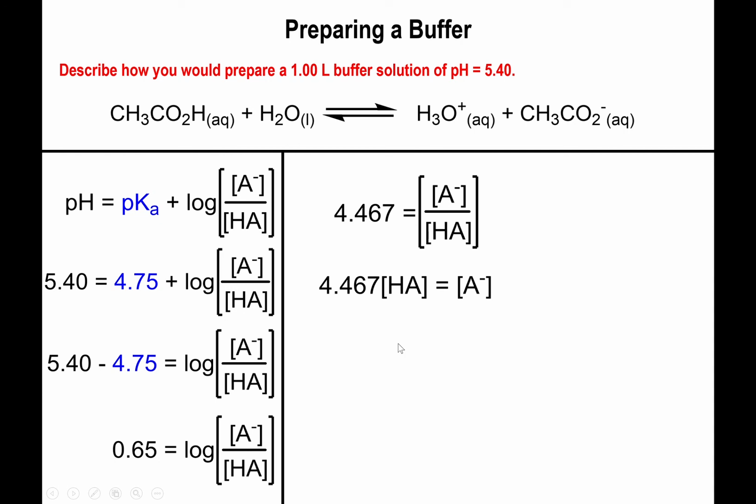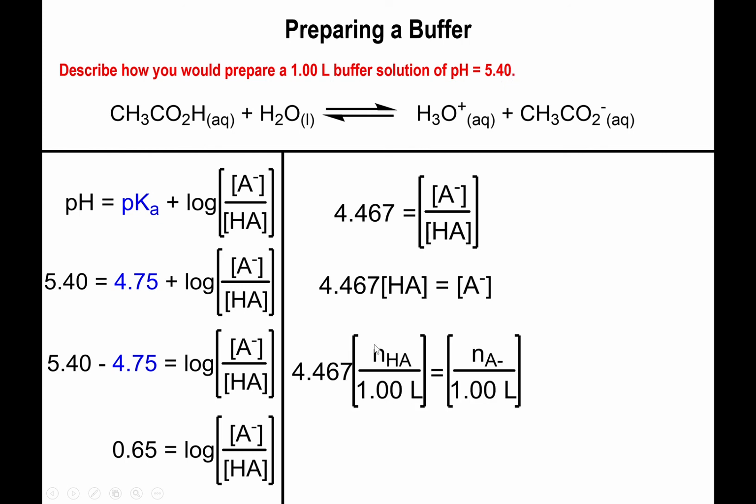Now here's where extra information needs to be provided for you to make sense of what you're going to do. You need to prepare 1 liter worth of this solution so that the pH is 5.4. One thing to keep in mind is that the moles of the substance, in essence, is what you're after. You know that this will have to be 1 liter in volume, so that will be the volume associated with the concentration of the substance, meaning that you can look directly at the moles. So 4.467 times the moles of HA equals the moles of A minus.